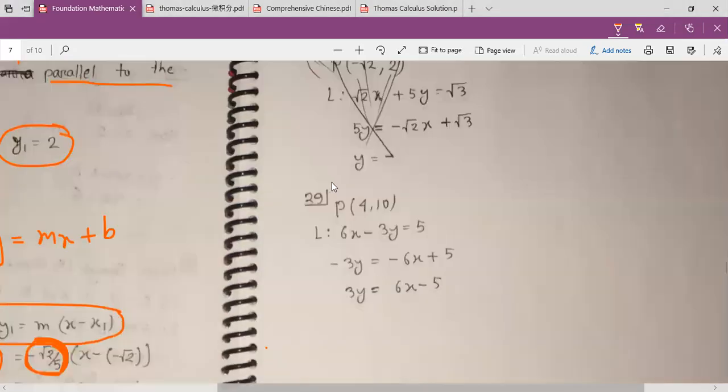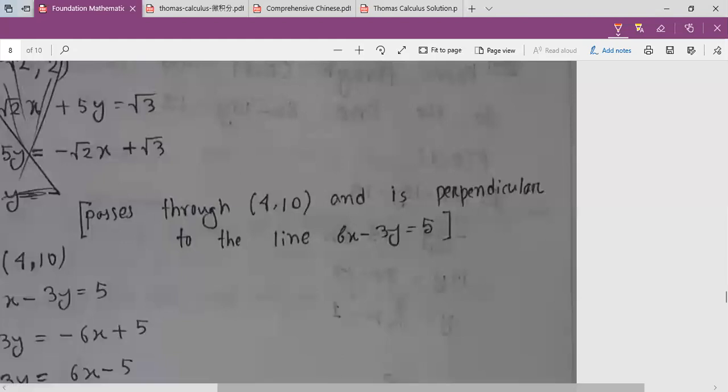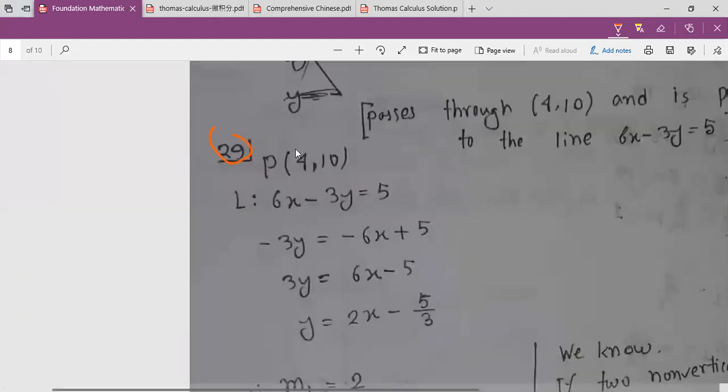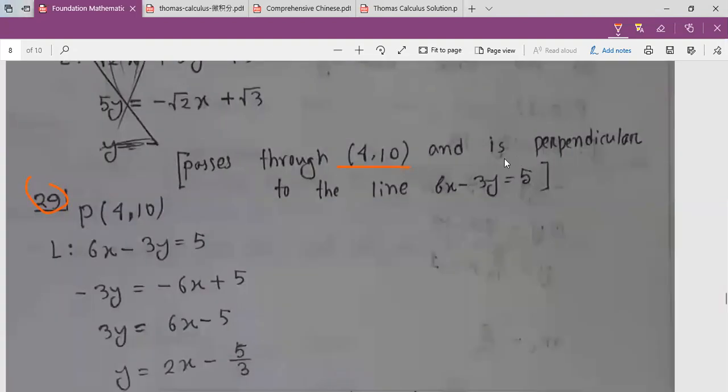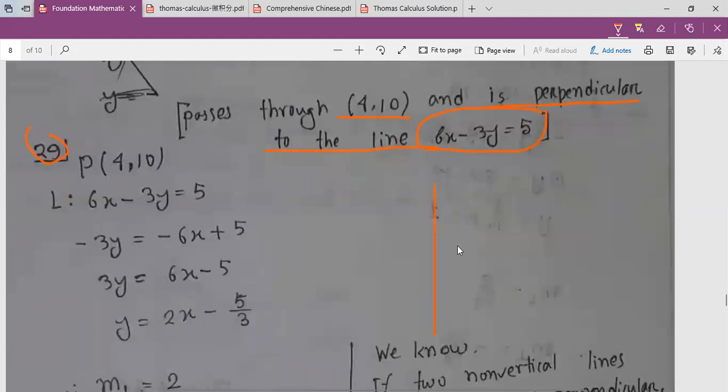So let's go to the next question, number 29. We have to draw a line that passes through (4, 10) and is perpendicular to the line 6x minus 3y is equal to 5. Perpendicular means like this way, 90 degrees. These two lines will be 90 degrees to each other. So our point P is (4, 10), and the line is 6x minus 3y is equal to 5.